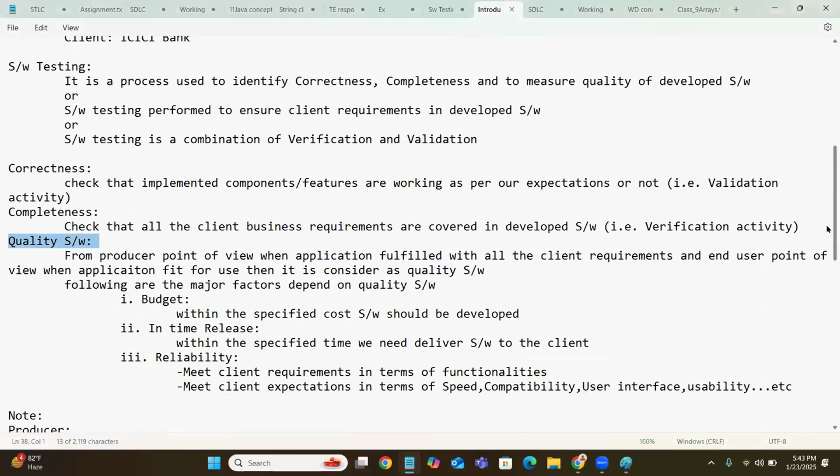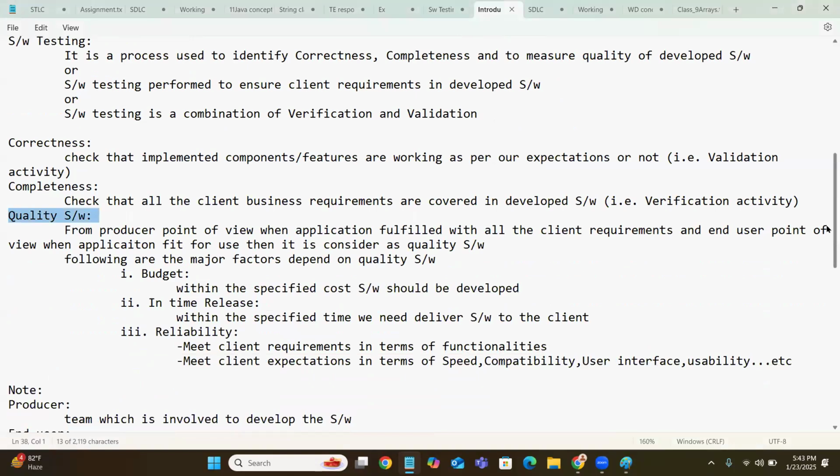From the producer's point of view, when the application fulfills all the client requirements, and from the end user's point of view, when the application is fit for use, then it is considered quality software.